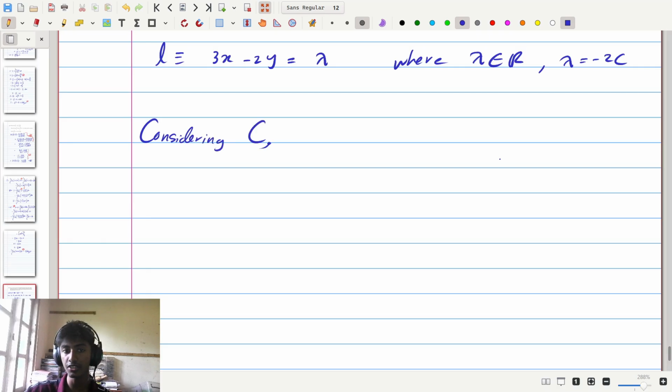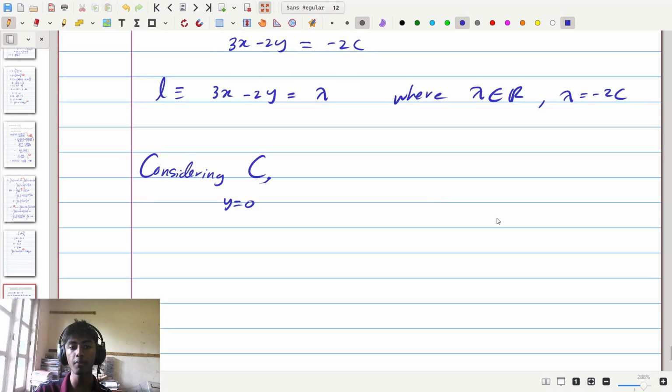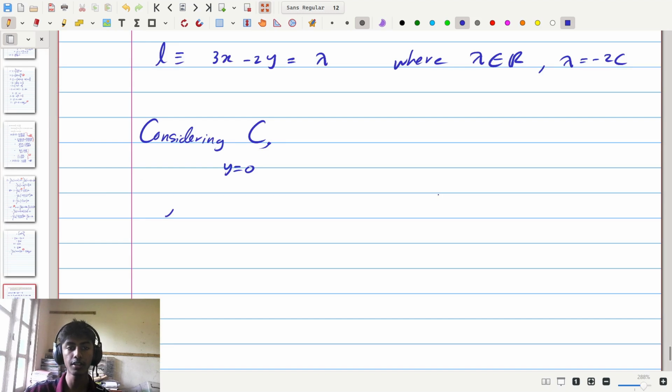at the x-axis, y equals 0, and hence if the line L intersects the x-axis, then at that point from the line L we will get the equation 3x minus 2 times 0 equals lambda. So at that point we will get 3x being equal to lambda, and therefore we get x equals lambda divided by 3. So for the point C, y will be equal to 0 and x must be equal to lambda divided by 3.